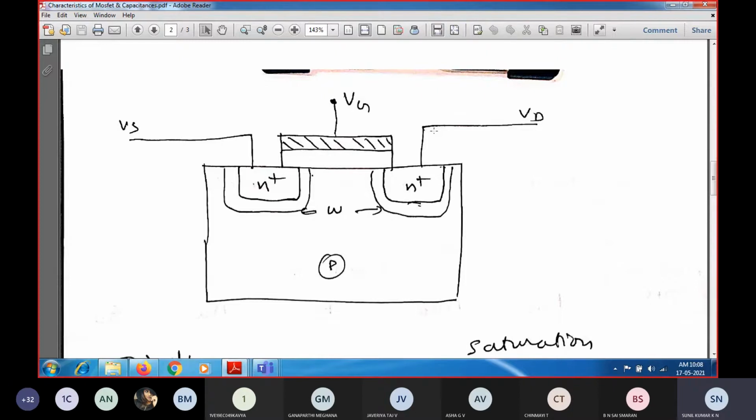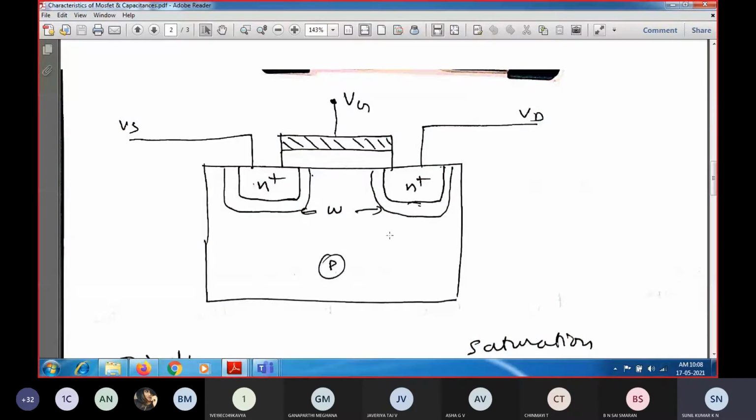When you consider the gate in the MOSFET, you can see the gate and source as well as the gate and drain. These are the two capacitances which you consider in the gate capacitance. So that is the one MOSFET capacitance, which is because of the gate capacitance effect.